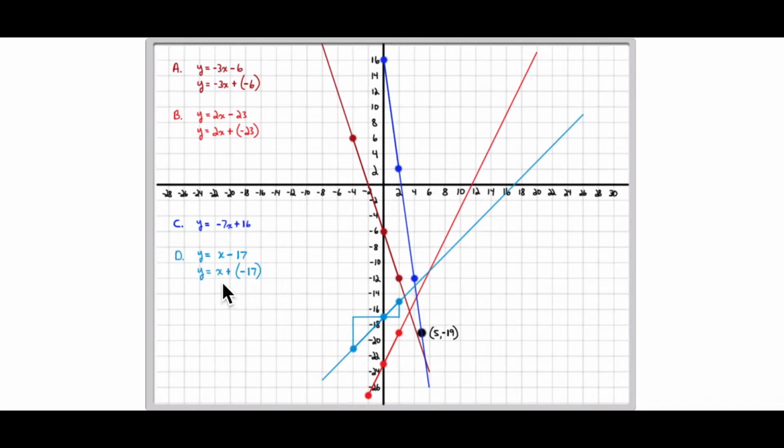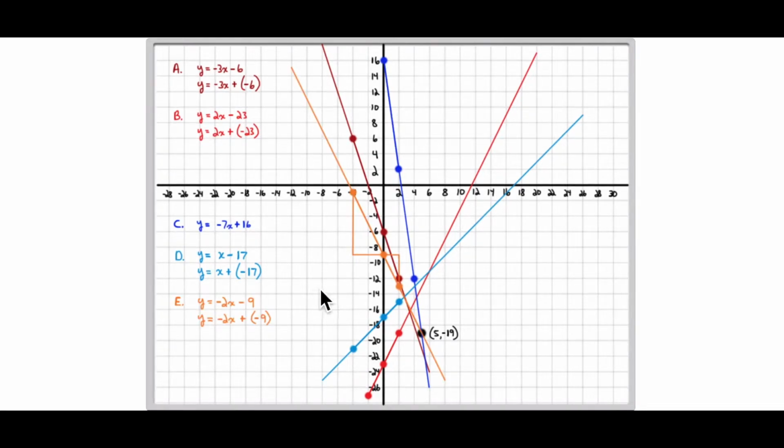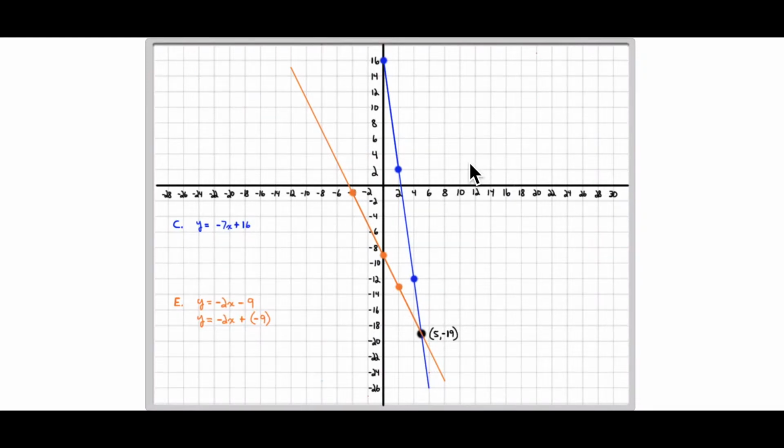D, the same idea, but this has a slope of 1. So the y-intercept is -17, 2 units over, 2 units up, or -4 units and -4 units. That's a slope of +1. And for E, same idea. Y-intercept is -9, and the slope is -2. So 2 units over, 4 units down. 4 units to the left, that's a -4. And then you're going to go up +8 units. 2, 4, 6, 8. And here is the solution to C and E, getting rid of everything else.